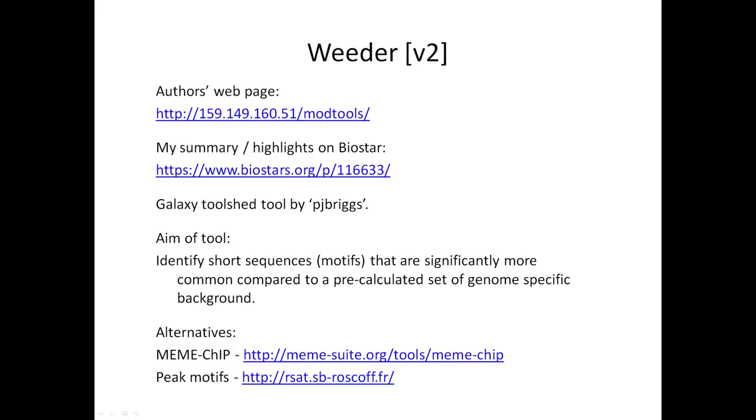So there are different algorithms for motif discovery, and Weeder falls into the motif enumeration category. The review I mentioned details some of the other options. Enumeration means that the occurrence of motifs in the input sequences are counted, and in this case compared to a pre-calculated set of genome-specific background motifs. This has the advantage of not requiring a background set of sequences.